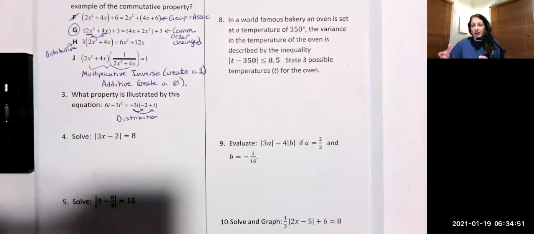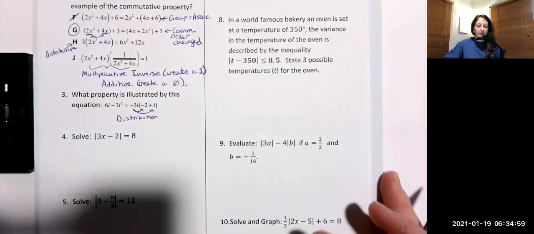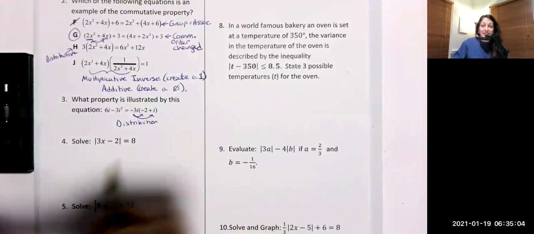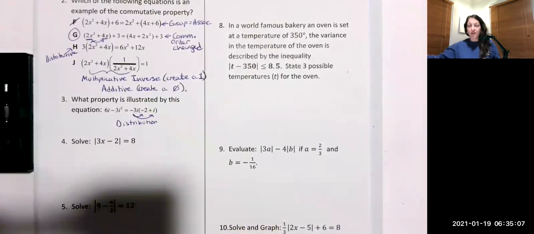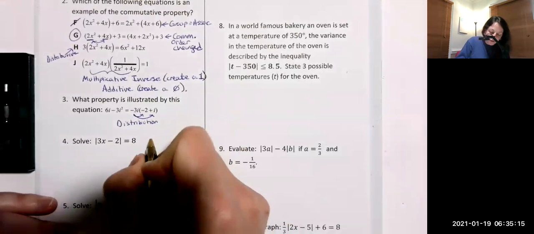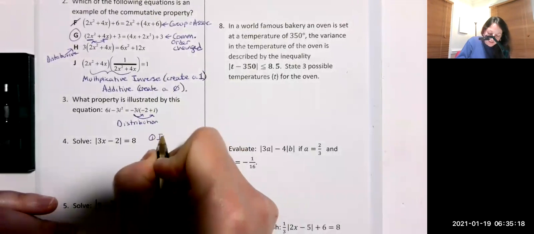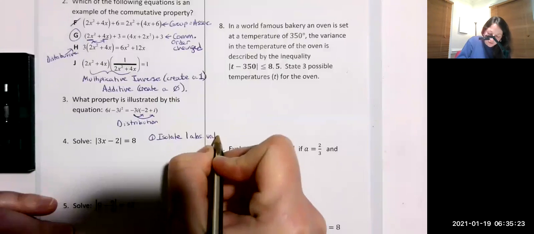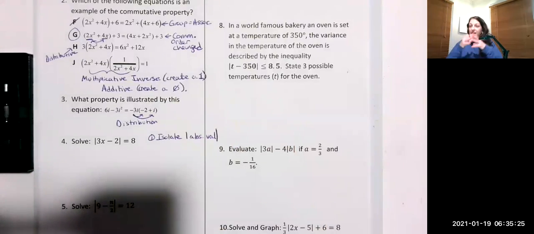So the number 3 is 3 units from 0, but so is -3. So if we have something within absolute value, that means that it could be, in the case of number 4, +8, that is 8 units away from 0, or it could be -8, which is also 8 units away from 0. The goal with absolute value is you must first isolate anything within the absolute value brackets.